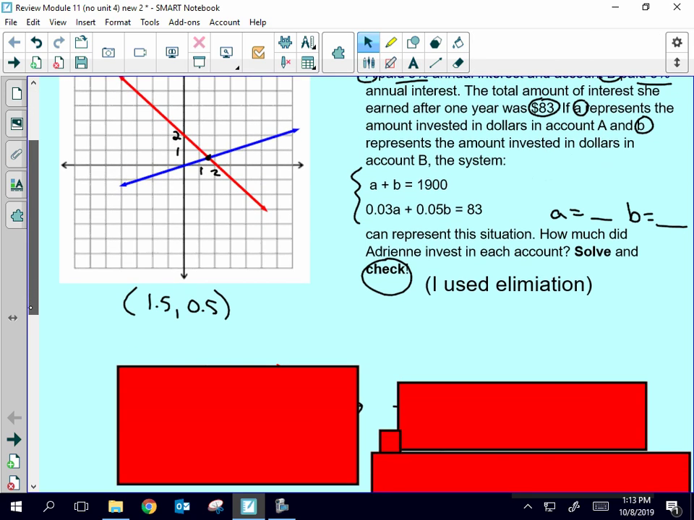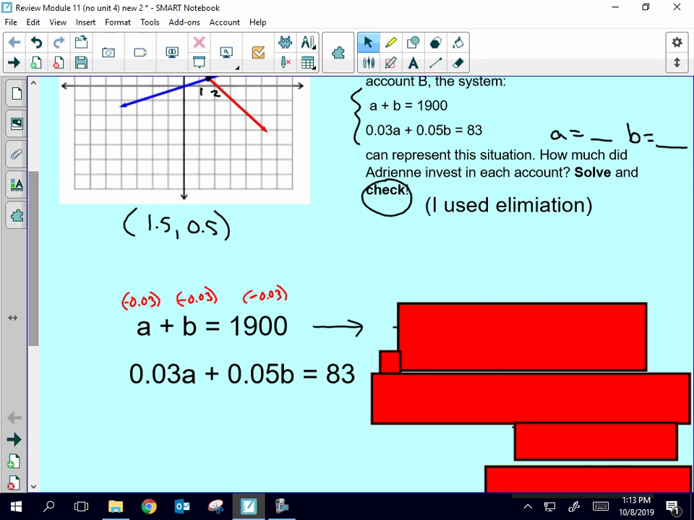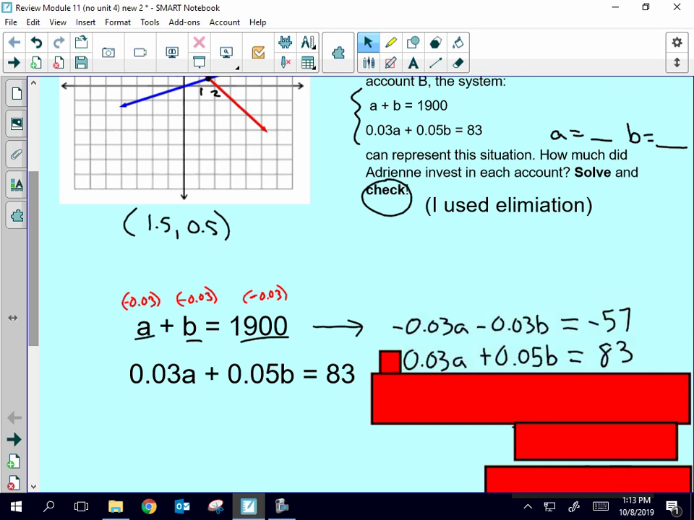We have the original, and I decided to eliminate A, which means I multiplied every piece of the top equation by negative 0.03. That will help my A's to cancel out. When I rewrite this top equation and the bottom equation, I get those. So I just rewrote both equations over here.